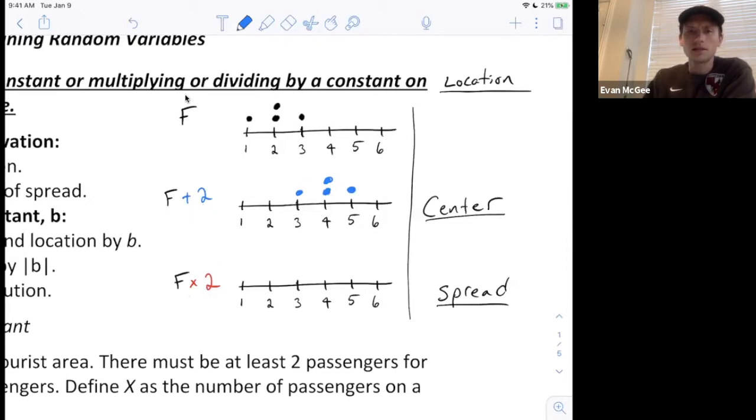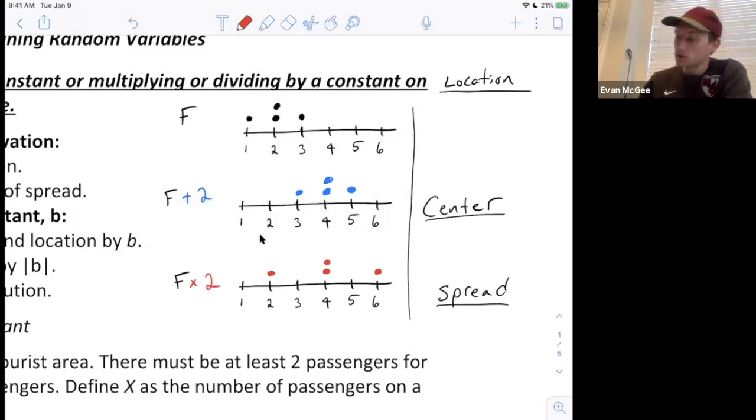Next, let's go back to F, and now let's multiply every observation by 2 and see what the distribution looks like afterward. Now if I've multiplied every observation by 2, you can see that the lowest value, 1, now becomes 2, and the largest becomes 6. The center of this distribution is now at 4, so it's been doubled, went from 2 to 4, and the spread has also doubled because now the range goes from 2 to 6, which is a distance of 4 when it used to be a distance of 2.